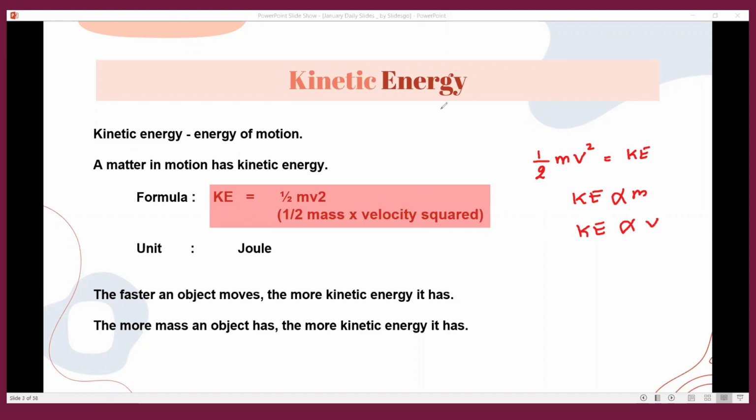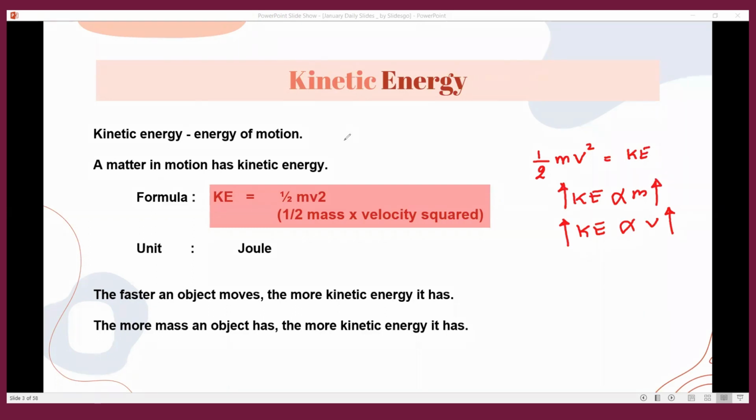Because of this, the faster an object moves, the more kinetic energy it has, because when the velocity increases, the kinetic energy increases. The more mass an object has, the more kinetic energy it has. That's the same thing again, because kinetic energy is proportional to the mass.